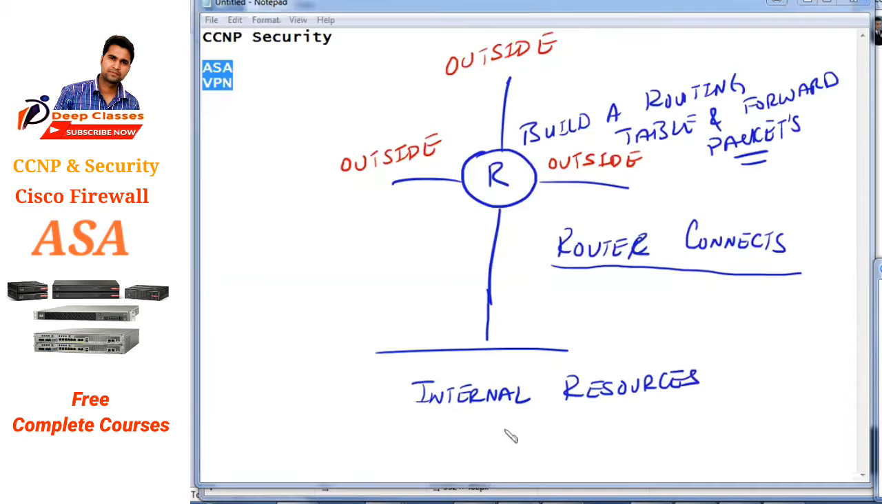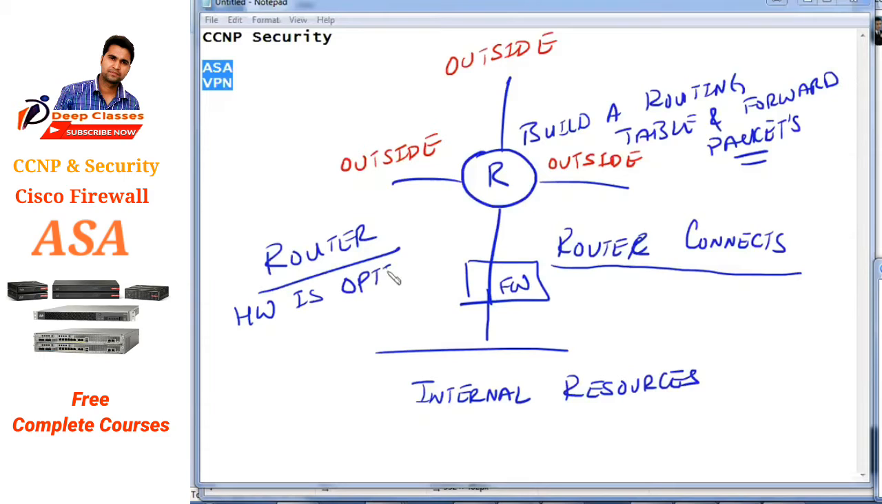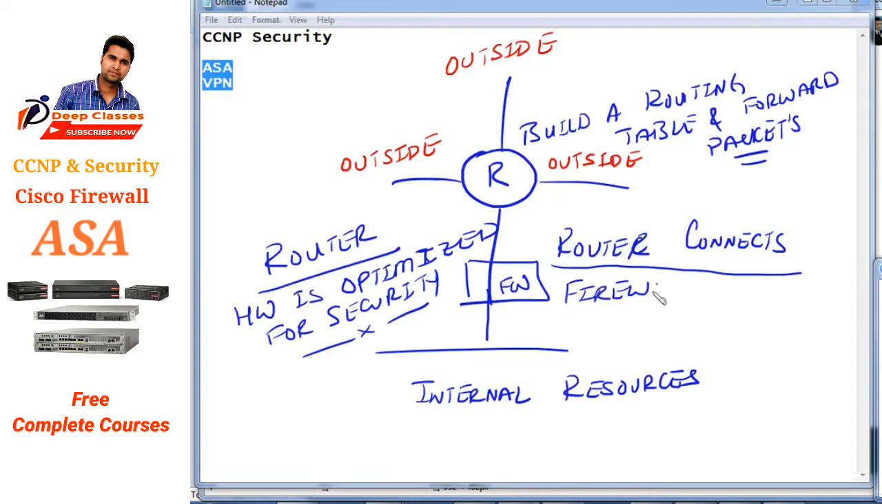All right? So that's your first line of defense, your firewall. What is a firewall? Essentially, it is nothing more than a router, but the hardware is optimized for security. So the default action, like a router connects, a firewall blocks and only allows traffic that should be allowed to come in from the outside into your internal network.